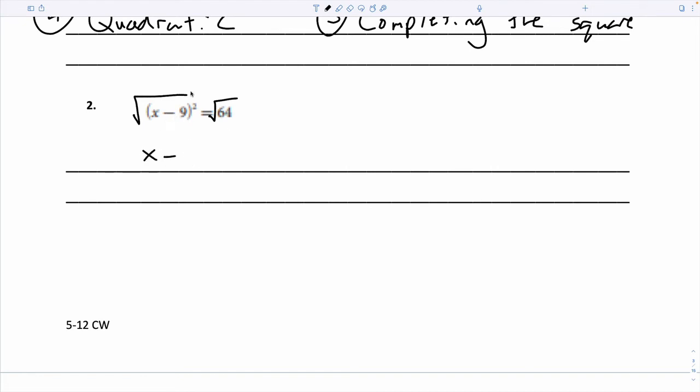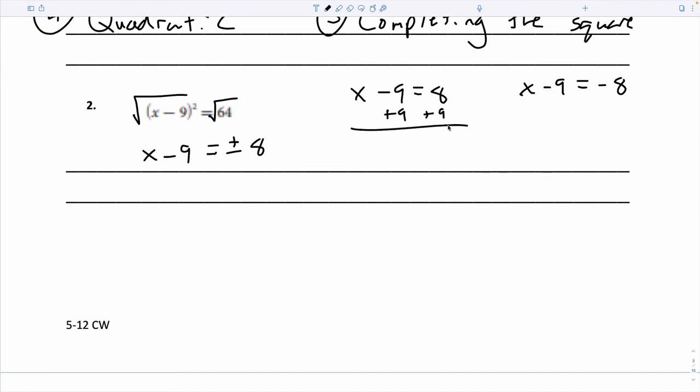If you take the square root from this left side, you're going to get x minus 9 equals plus or minus 8. Then you're left with 2 pretty simple equations to solve for the answer. x minus 9 equals 8 and x minus 9 equals negative 8. x would equal 17 and x would equal 1.